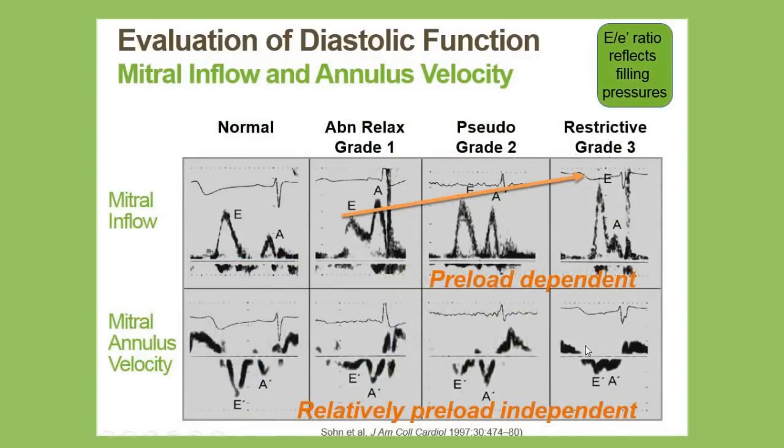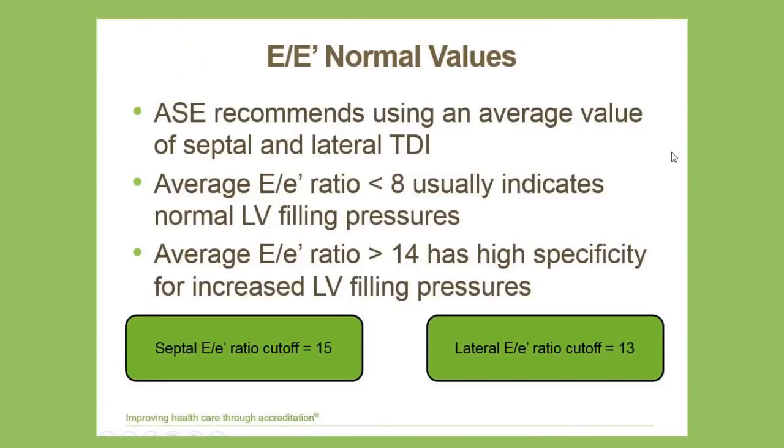In terms of the evaluation of diastolic function, when we look at the mitral inflow and annulus velocity, you can see with increasing diastolic dysfunction, we see an increase in the E velocity. However, the mitral annulus velocity is relatively preload independent. And then the E/E prime is really what reflects our filling pressures.